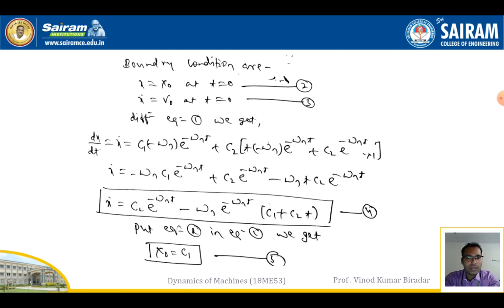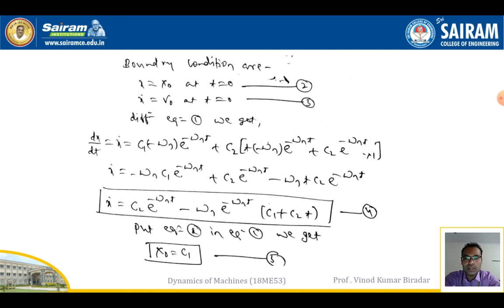Plus, similarly, c2 times t, where c2 is a constant term, minus omega n into e to the power of minus omega n t, plus c2 e to the power of minus omega n t. Just to differentiate that, you use the product formula. There again you resimplify, so x dot is equal to minus omega n c1 e to the power of minus omega n into t plus c2 e to the power of minus omega n into t minus omega n into t c2 e to the power of minus omega n into t.